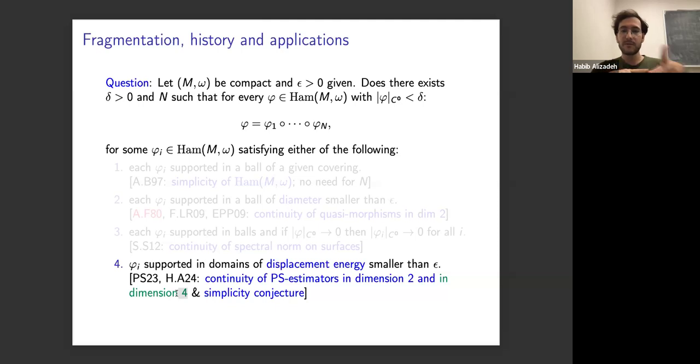One other interesting application of such a fragmentation was basically reproving the simplicity conjecture. The simplicity conjecture states: take the group of orientation preserving and area preserving homeomorphisms of the two sphere. The conjecture is that this group is not simple, so it has a proper normal subgroup. And Polterovich and Shelukhin were able to prove the simplicity conjecture for S2 using fragmentation in dimension 2, and proving that their estimators are C0 continuous.